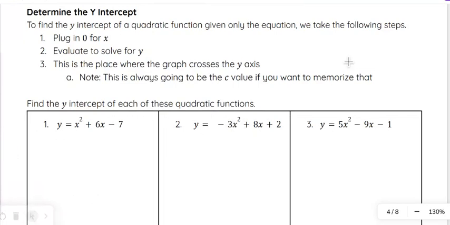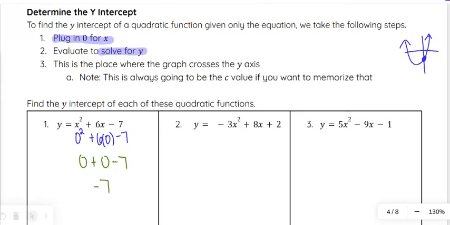Now to find the y-intercept, so remember the y-intercept is the place where the graph crosses the y-axis. So that is going to be found by plugging in 0 for x and evaluating to solve for y. And then we'll do that on the first one, and we'll talk about what the pattern is there. So when we plug in 0 for x, it's 0 squared plus 6 times 0 minus 7. So that's going to be 0 squared is 0. 6 times 0 is 0, and then we just have -7. So -7 is what we get when we do 0 plus 0 minus 7. So the y value is -7.